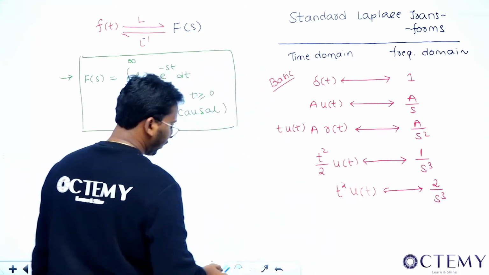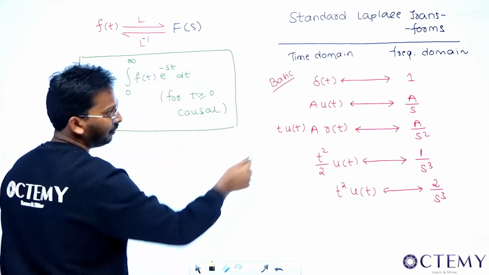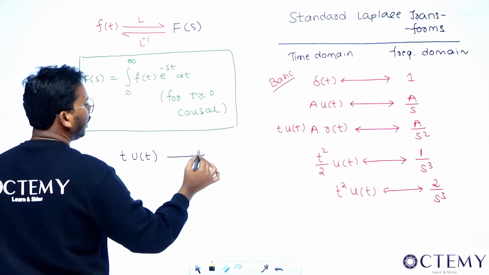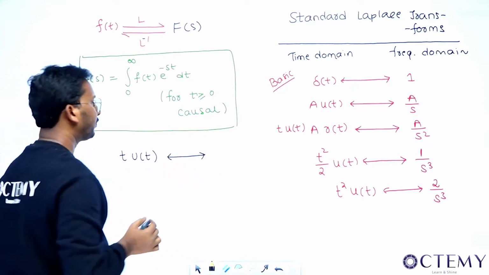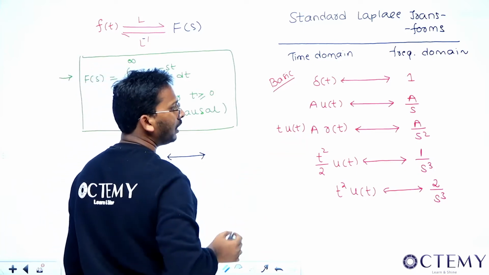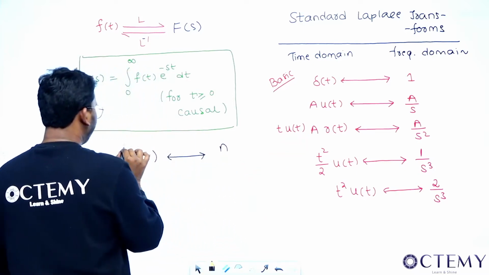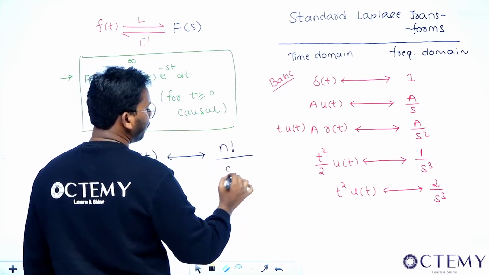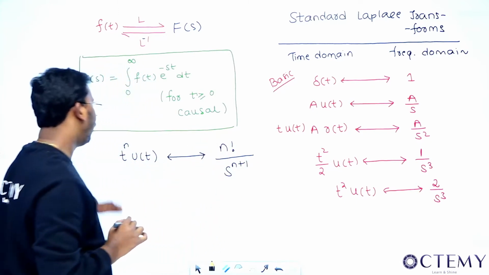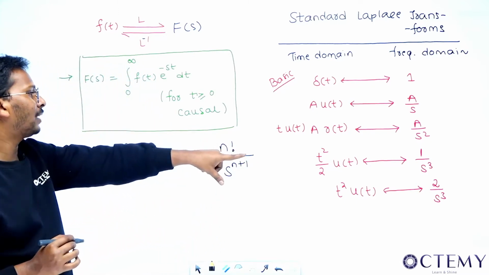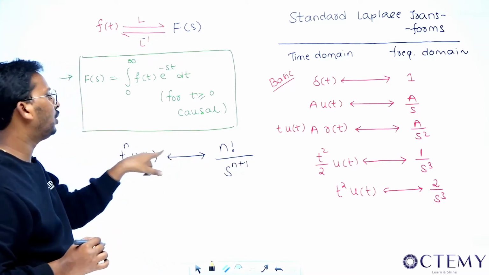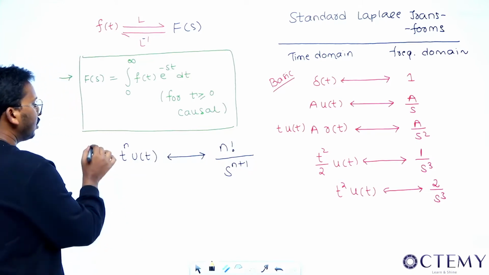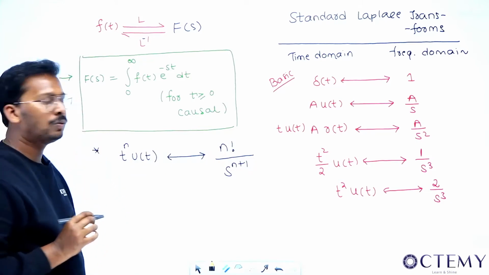Now see sir, the general form of this: if you write t u(t) in time domain, in Laplace domain it will become like this, sir. t to the power n u(t) will be n factorial divided by s power n plus 1, right? Now if you put t square here, it will become 2 factorial divided by S cube. t u(t) you put, that will become 1 factorial divided by S square, right? So this is also one of the basic things which you will have to understand.